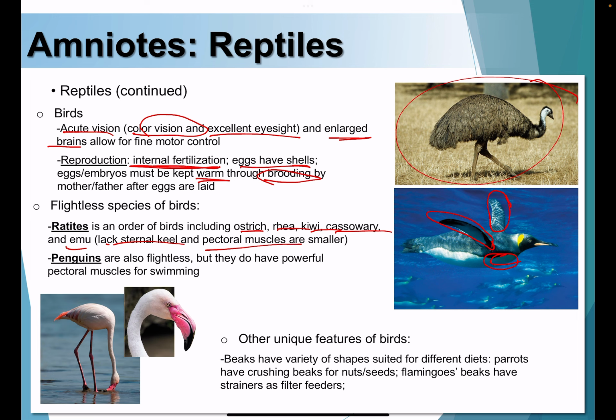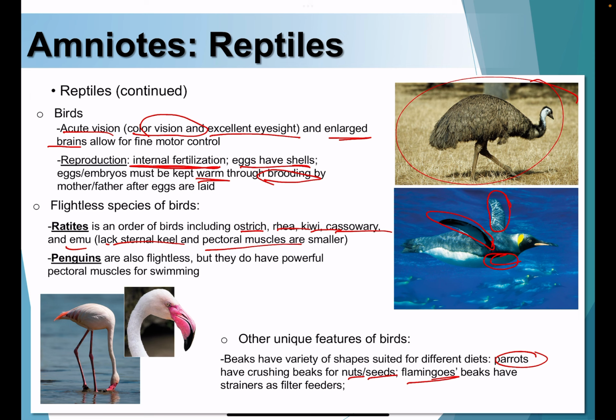And there are other unique features of birds. We can't mention them all, but here are a few. The beaks of different birds, remember we talked about, have different sizes based on what type of food they eat. So here are some more examples. Parrots have very large beaks that can crush nuts and seeds, like the Galapagos finches we talked about. And the flamingos' beaks, this is something interesting, are the beaks of filter feeders.